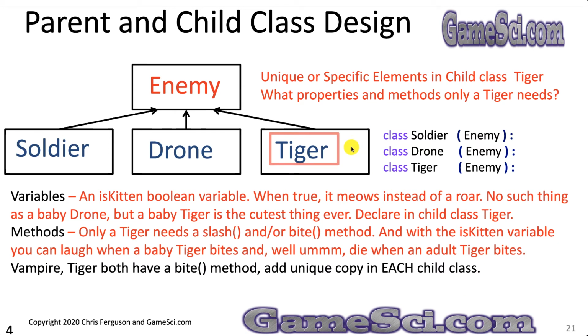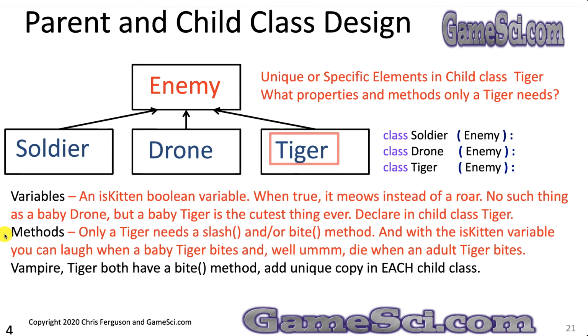Design a child class tiger. Unique or specific elements in the child class tiger. What properties or methods does only a tiger need? As far as the variables go, an is-kitten Boolean variable. When it's true, it meows instead of roars. No such thing as a baby drone, but a baby tiger is the cutest thing ever. Declare this variable in the child class tiger.